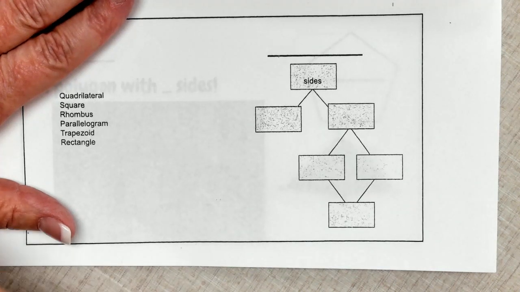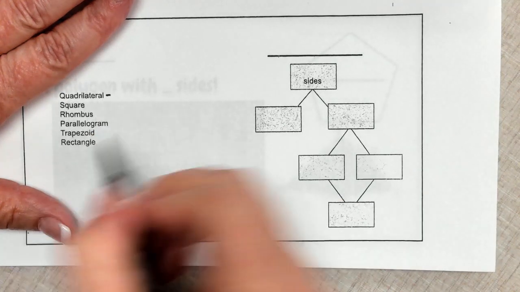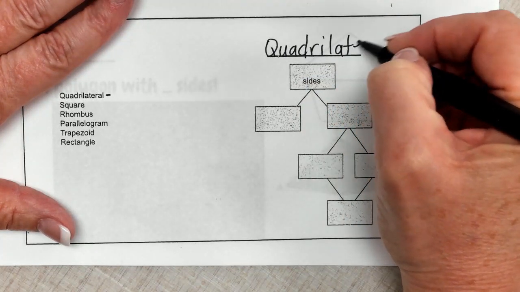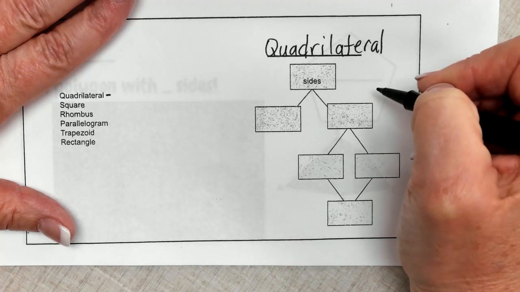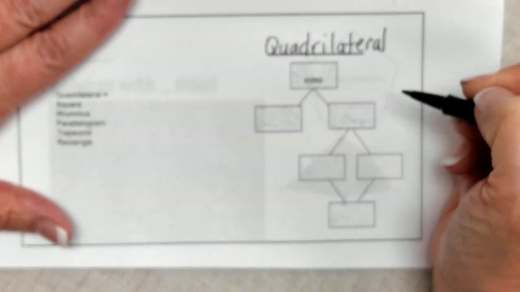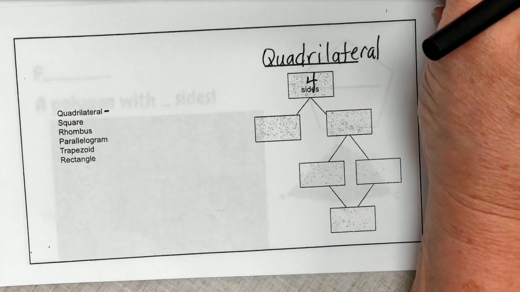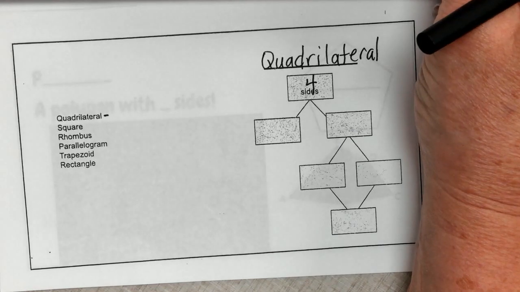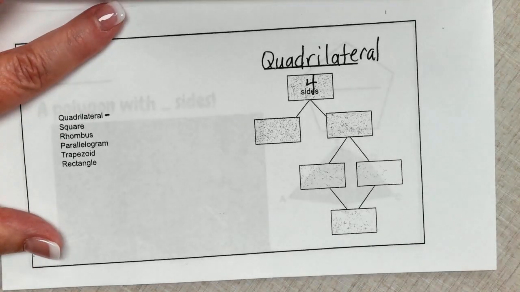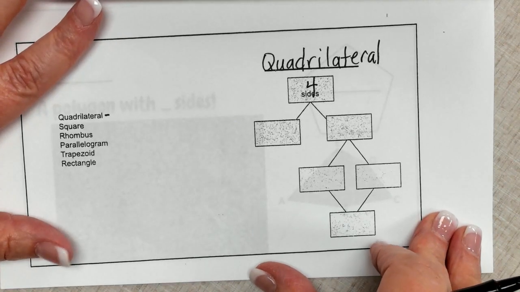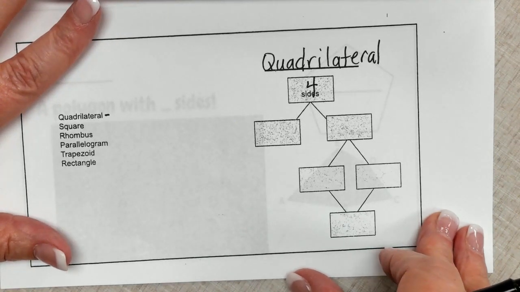So I'm going to start with quadrilateral because it's the most general of all the words. I'm going to use that for the title. I think this whole graphic organizer is a quadrilaterals organizer. If something's called a quadrilateral, it gets that name because it has 4 sides. Let's lock in this focus. So all of these shapes are quadrilaterals because they all have 4 sides.